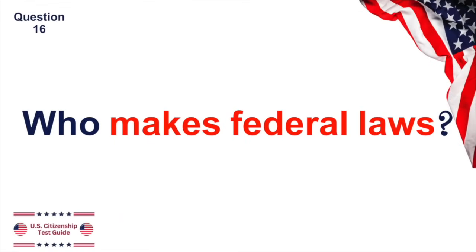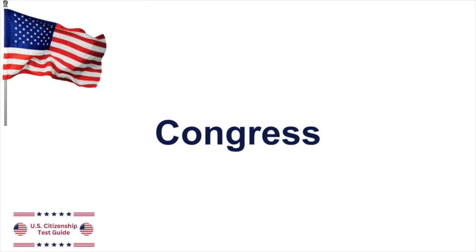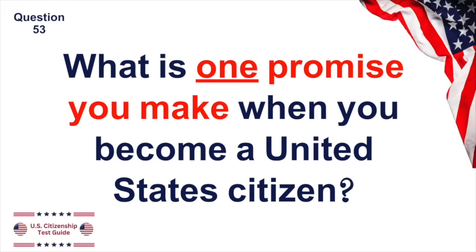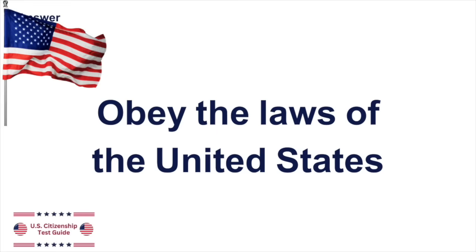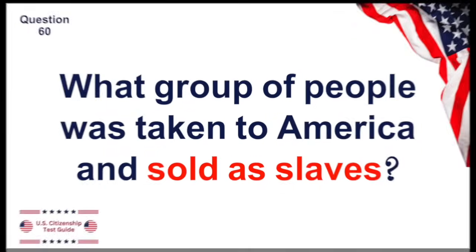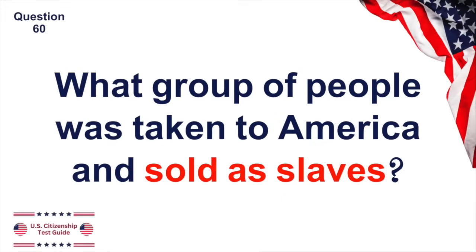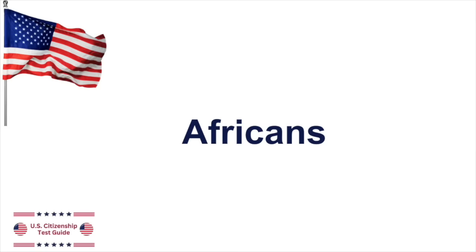Who makes federal laws? Congress. What is one promise you make when you become a United States citizen? Obey the laws of the United States. What group of people was taken to America and sold as slaves? Africans.